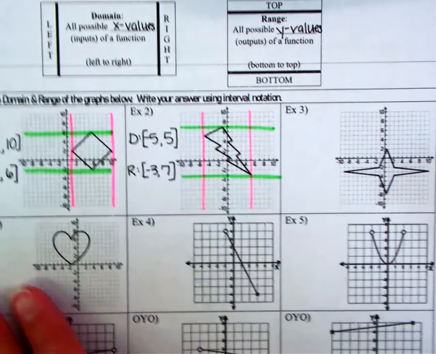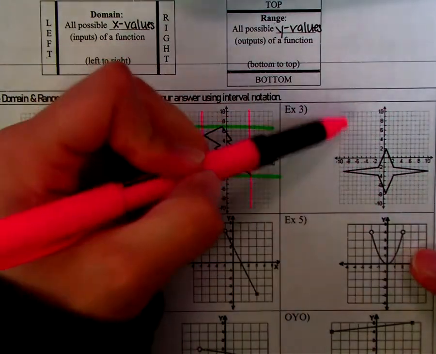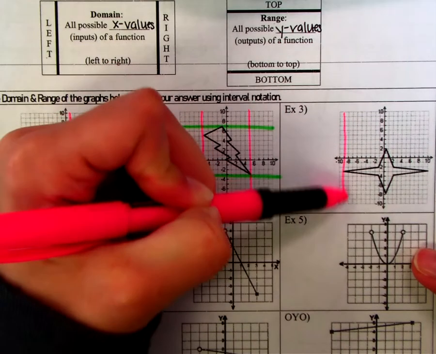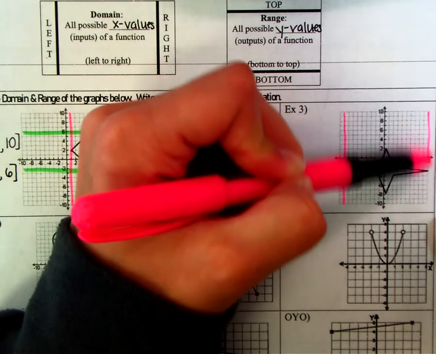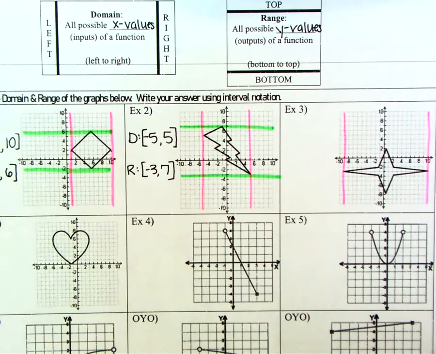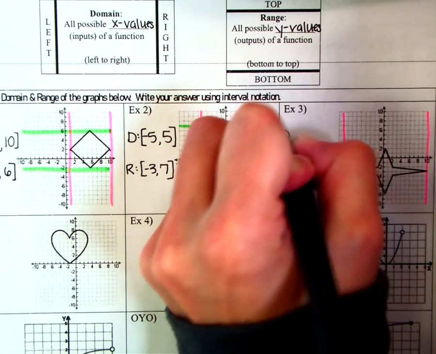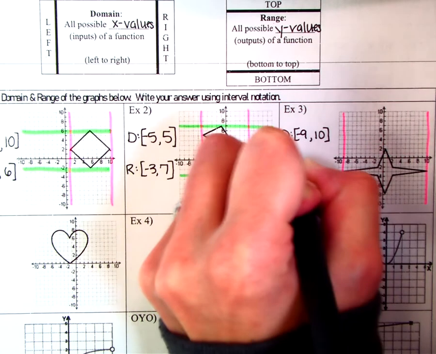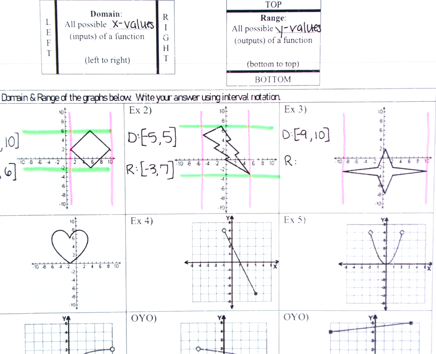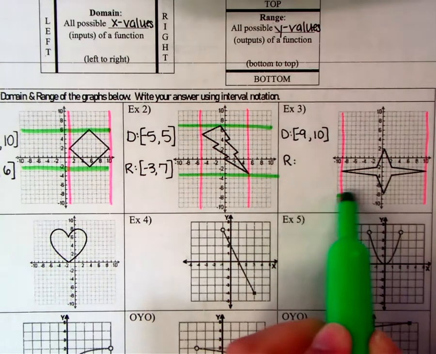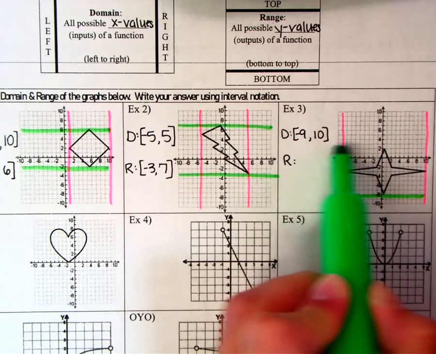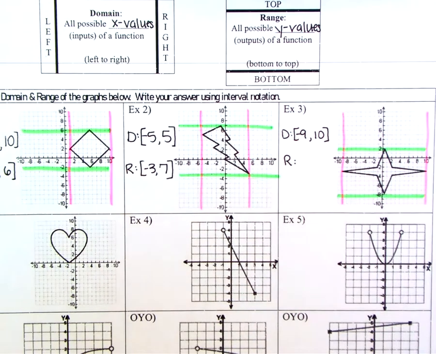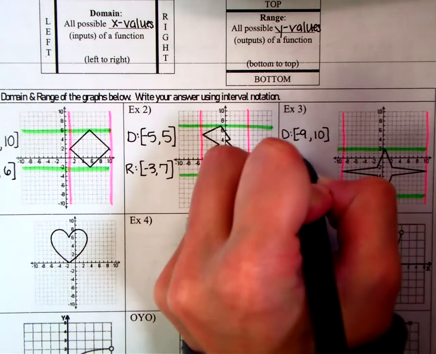So example 3, I'm going to box in my domain first, reading off of my x-axis. Looks like I go from -9 to 10. And my range, go from -8 to +2. And I'm reading those values off the y-axis.